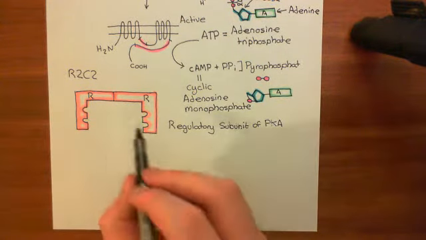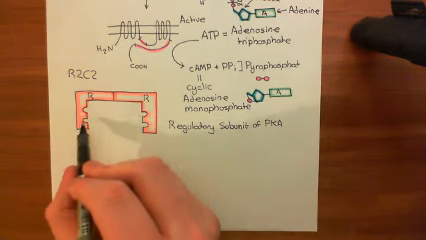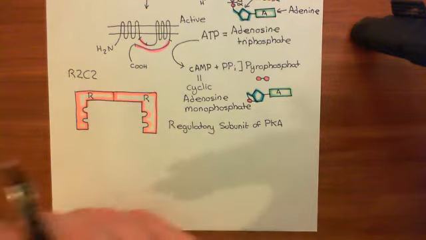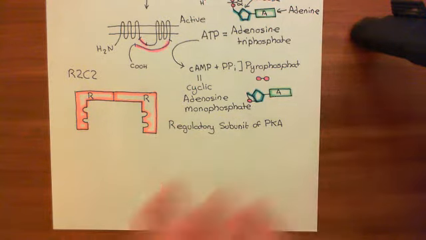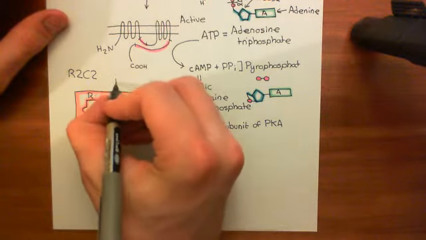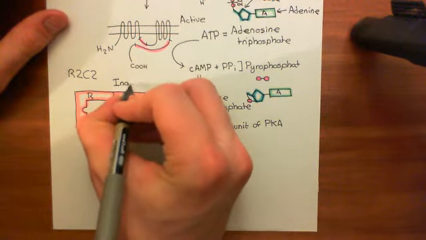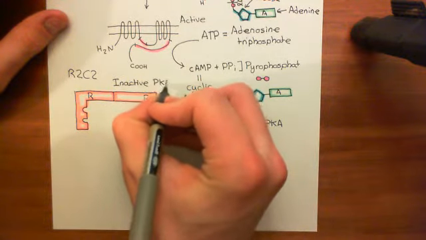So basically, two cyclic AMP molecules can bind in here, and two cyclic AMP molecules can bind, one in here and one in here. And that will trigger conformational changes in the regulatory subunits, and we'll come back to that in a moment. Now, at the moment, we are looking at the inactive protein kinase A enzyme. Okay, so this is inactive protein kinase A.